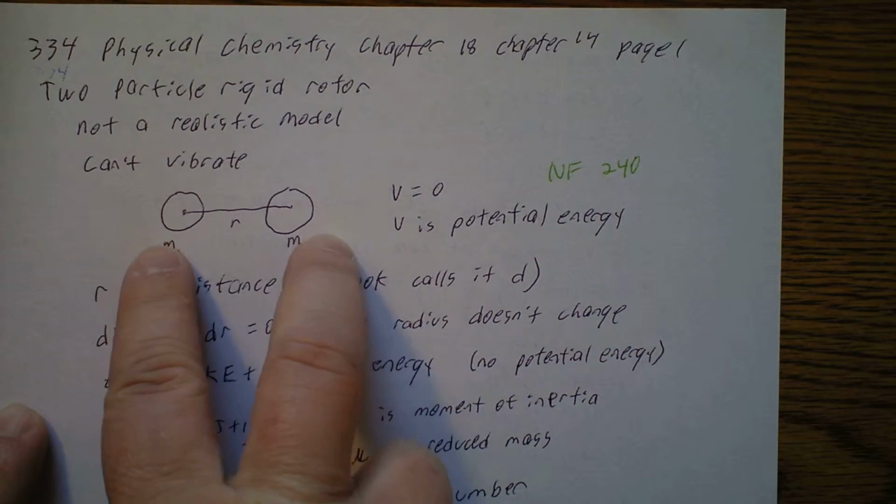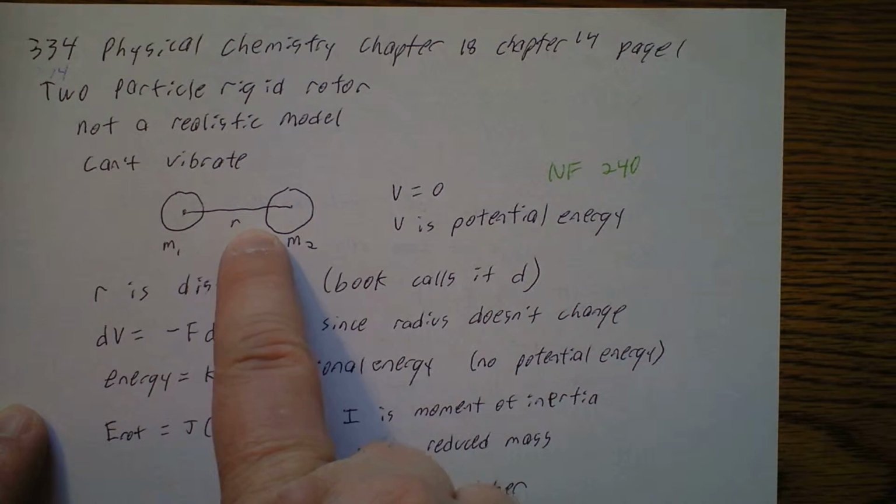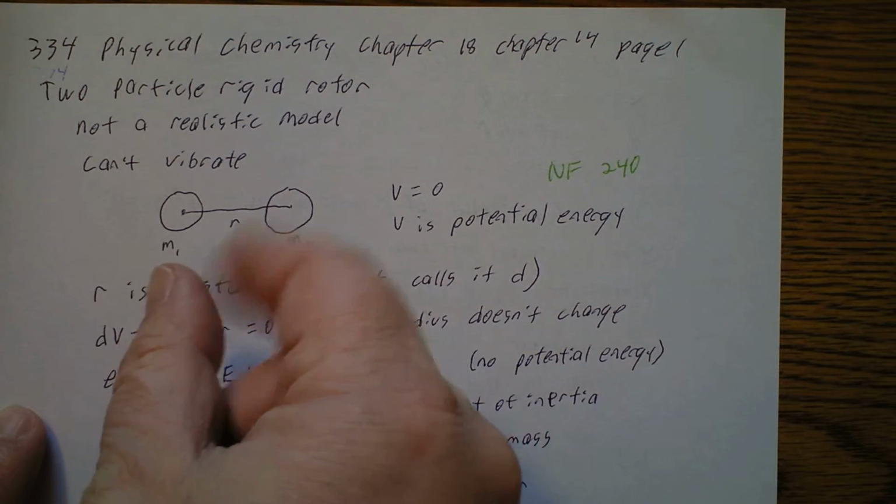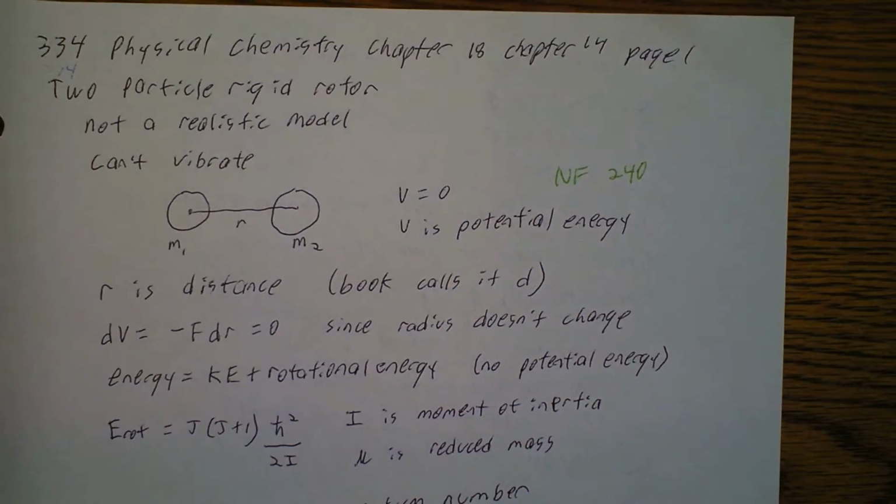So we have two masses a certain distance apart, distance r for radius, of course. We're going to ignore any possibility of vibrations. That's why we call it rigid, because it can't vibrate. We're going to say that V is equal to 0. There's no potential energy. Now, r is the radius, but in the book it's d for distance.